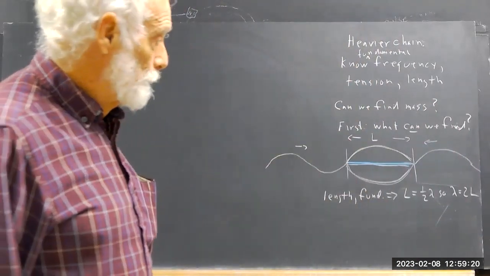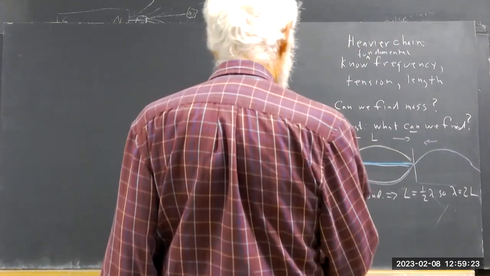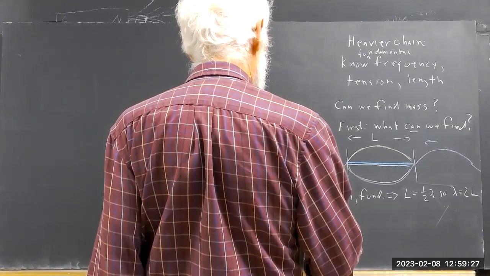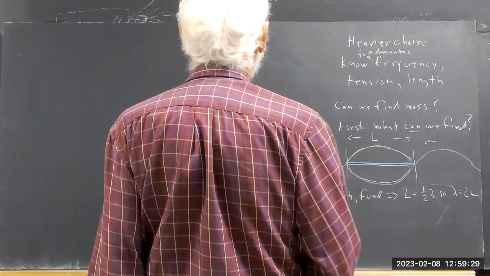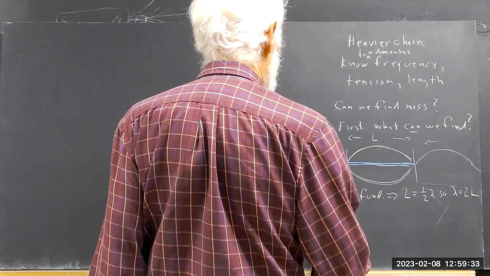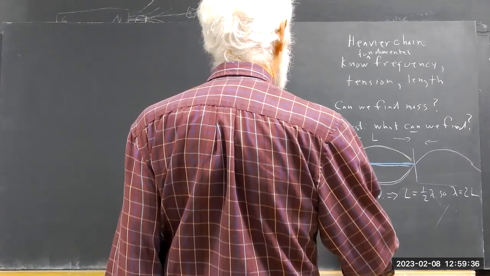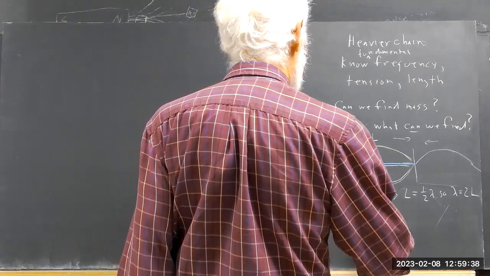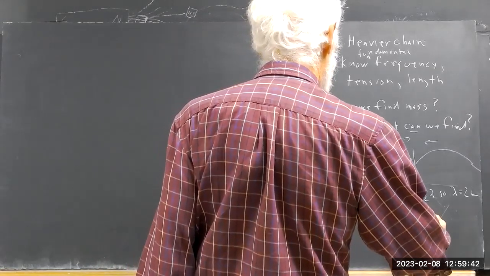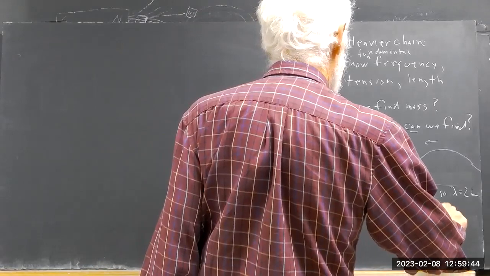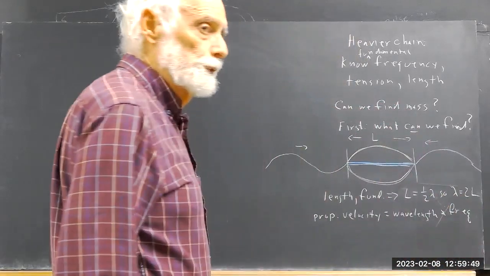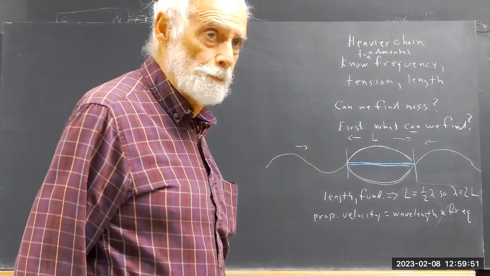Is that, and lambda is 2L. So now we're going to write around words rather than formulas. Propagation velocity is a wavelength times a frequency. You want to visualize that.